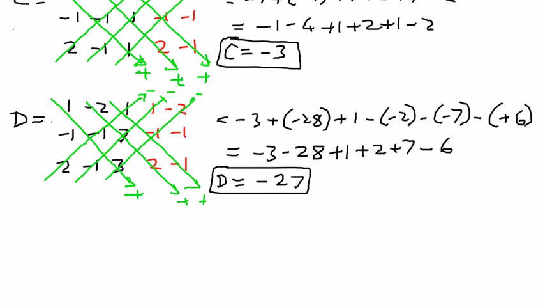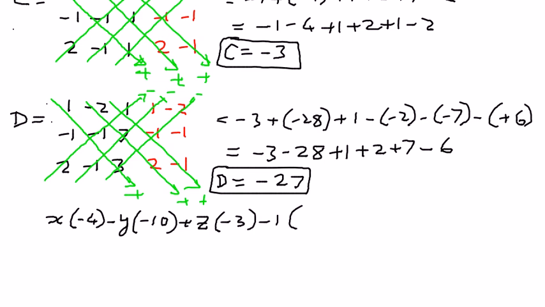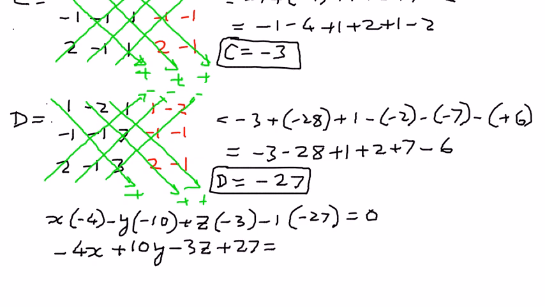The equation of the plane can be written out as follows. X times A, which is negative 4, minus Y times B, which is negative 10, plus Z times C, which is negative 3, and then negative 1 times D, which is negative 27. And we said that is equal to 0. So therefore, when we simplify this, it is going to be negative 4x plus 10y minus 3z plus 27 is equal to 0.